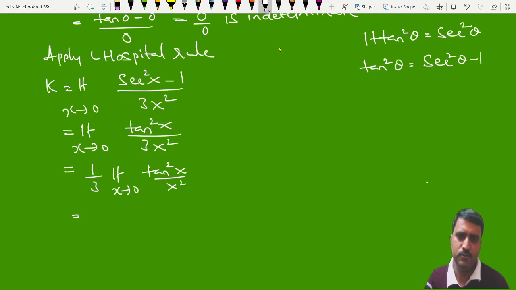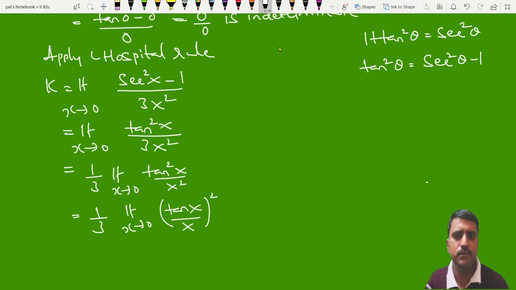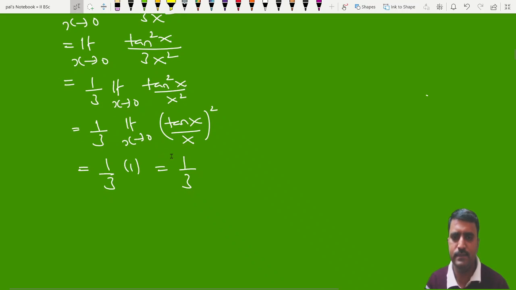If you want more clarity, you can write it as 1 by 3 into limit x tends to 0 of tan x by x whole square. So what is the limit of tan x by x when x tends to 0? It is 1. So this becomes 1 into 1 square. 1 square means it is 1. It is 1 by 3 into 1 is equal to 1 by 3. So that is the value of the limit. K is equal to 1 by 3.